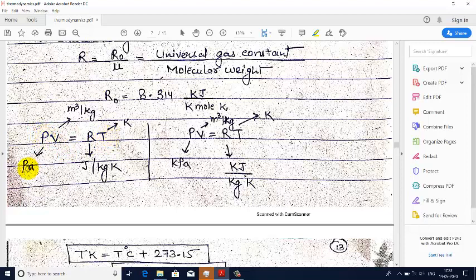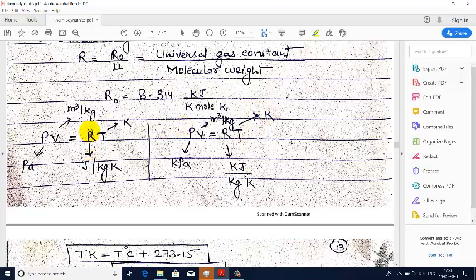if pressure is in pascal and volume is in meter cube per kg, then the units of R will be joule per kg Kelvin, and T will be in Kelvin. Okay, if pressure is in kilopascal and volume is in meter cube per kg, then the units for R will be kilojoule per kg Kelvin, and temperature will be in Kelvin.